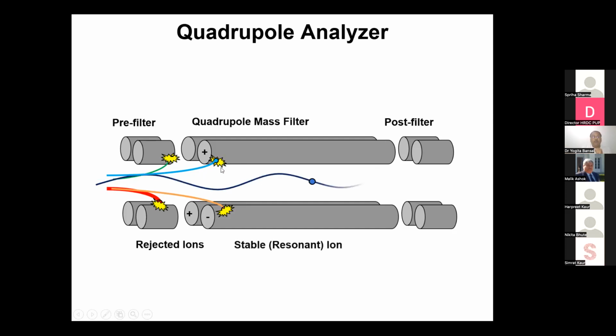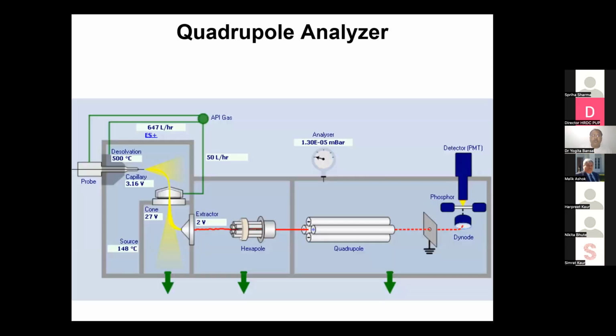There will be only one mass at a particular combination of DC and RF which will oscillate at the same frequency at which this field is oscillating, and that will pass through. So we vary this DC and RF systematically so that every mass is allowed to pass through one by one. This way the sorting takes place. First one mass passes through, then a second mass, and then a third or fourth mass, and so on. This is basically called a mass filter. Because it has 4 poles, it is called a quadrupole. So this is how a quadrupole instrument looks.